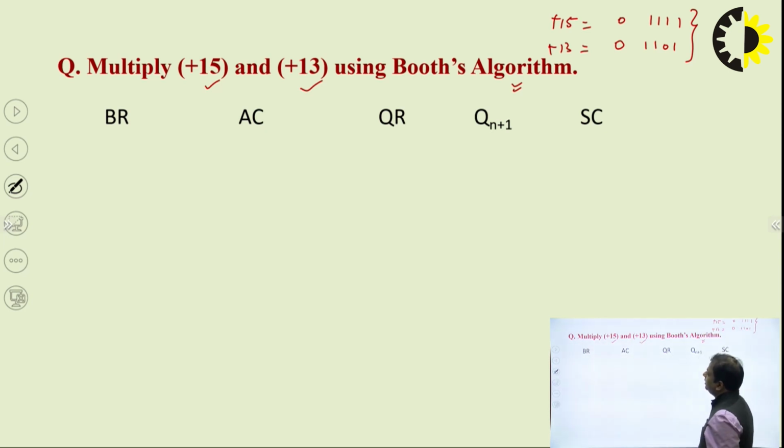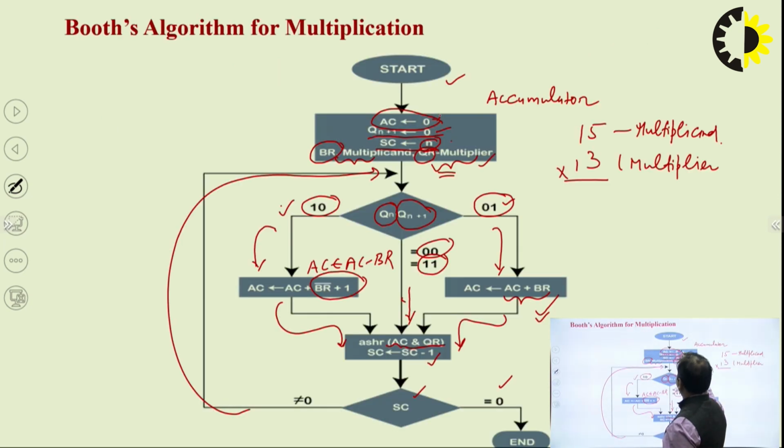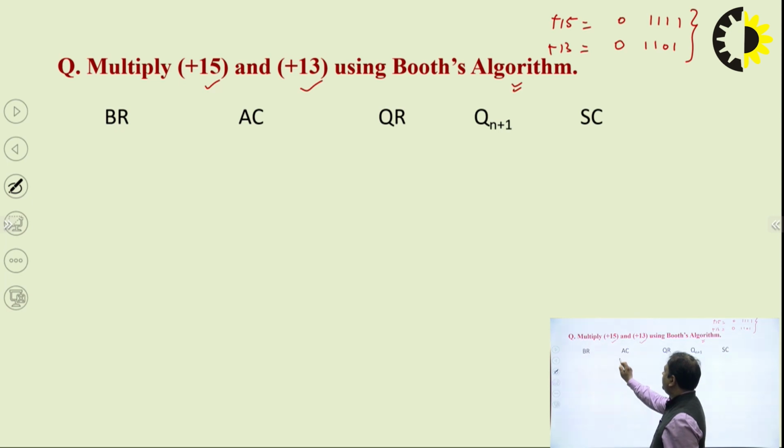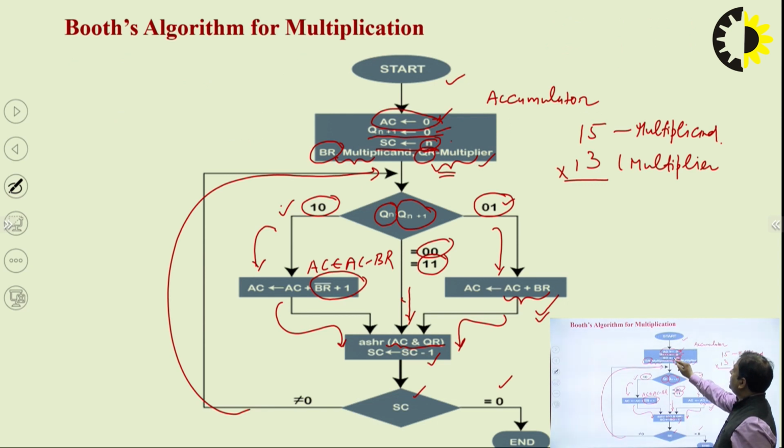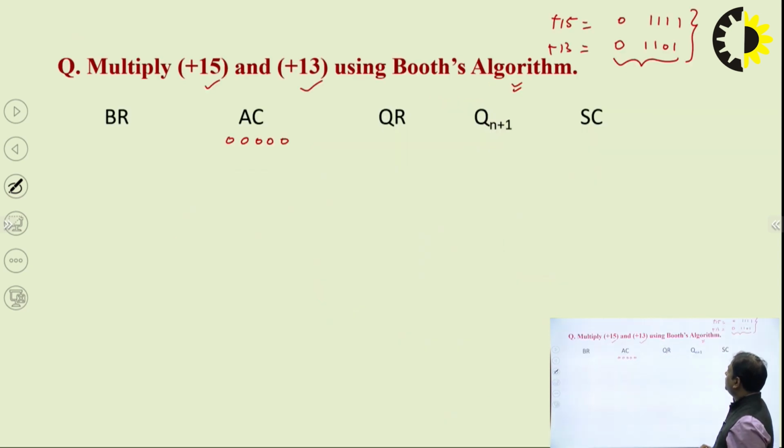Now come to the flow chart. In the flow chart, what we see is that the accumulator should be initialized with 0. So this is my accumulator, I will initialize it with 0, and the accumulator should have the same number of bits as our multiplicand or multiplier. So this has 5 bits, and I have initialized the accumulator with 5 bits of 0. Second, Qn plus 1 should be initialized with 0, right.